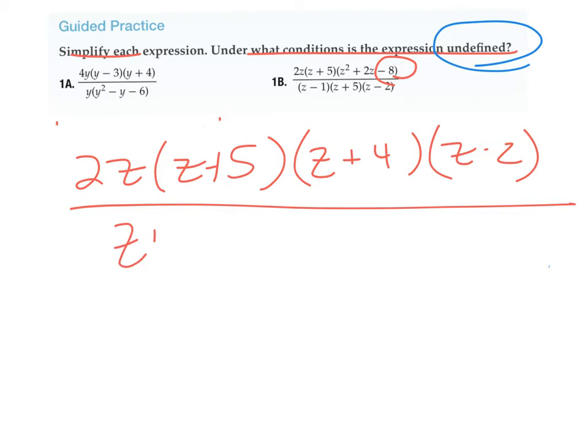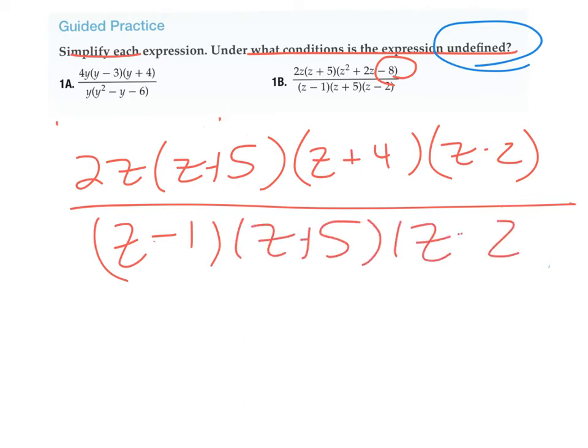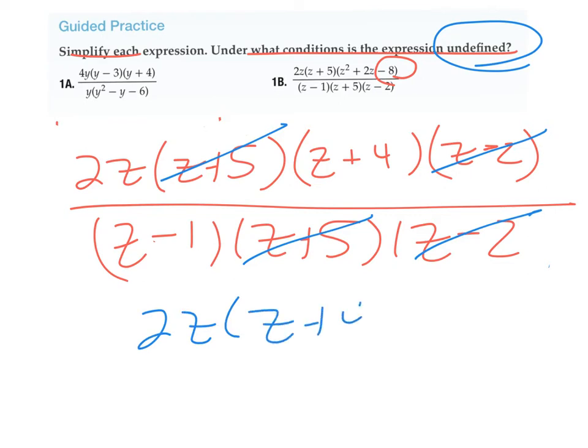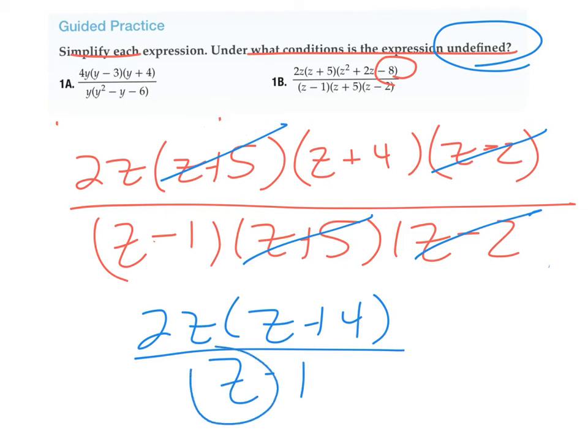Denominator is already factored. We got z minus 1, we have z plus 5, and we have z minus 2. So I'm canceling out anything exactly the same. So the z minus 2's cancel. The z plus 5's cancel. And so we're left with 2z times z plus 4 all over z minus 1. And so our undefined term is what makes this 0. And so z cannot be 1.